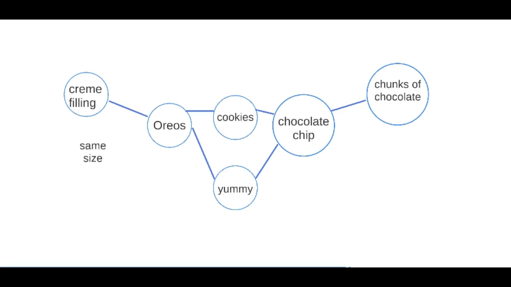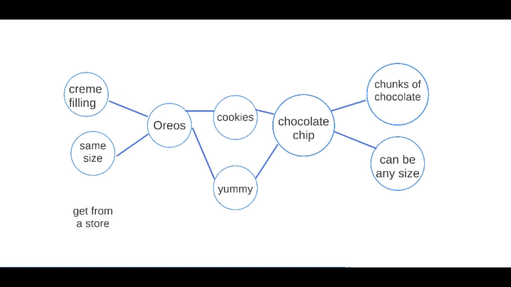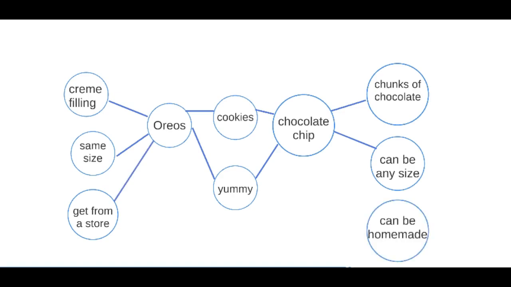Most Oreos are the same size. I know they have different sizes, but they're going to be consistent from cookie to cookie to cookie. A chocolate chip cookie, though, can be any size. You can see humongous ones and you can see teeny tiny ones. Oreos, you've got to get them from a store because they've got that Oreo stamp on them. It's a trademark. But a chocolate chip cookie, you can bake those at home, and they're even better then. Even more yummy. If you address it on one side, you have to address it on the other.